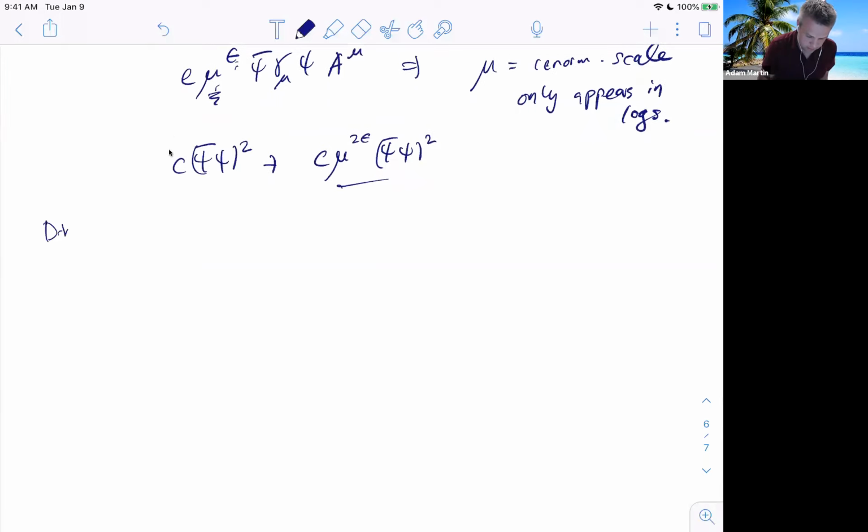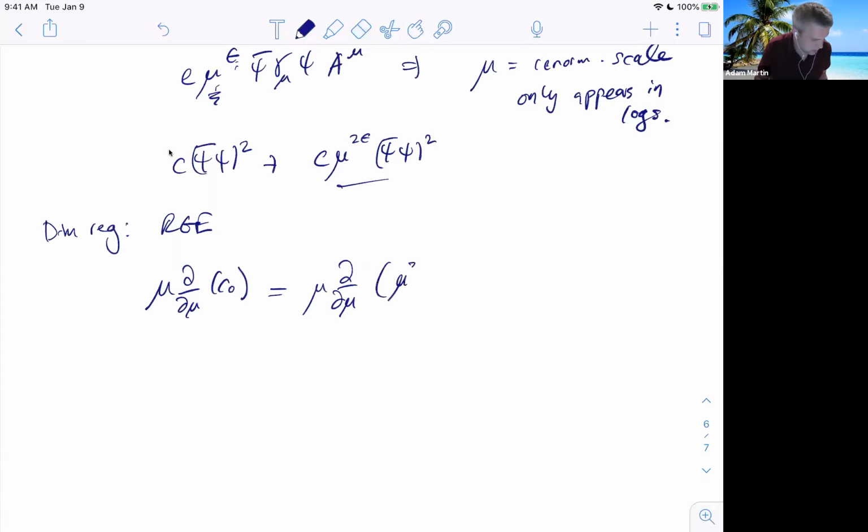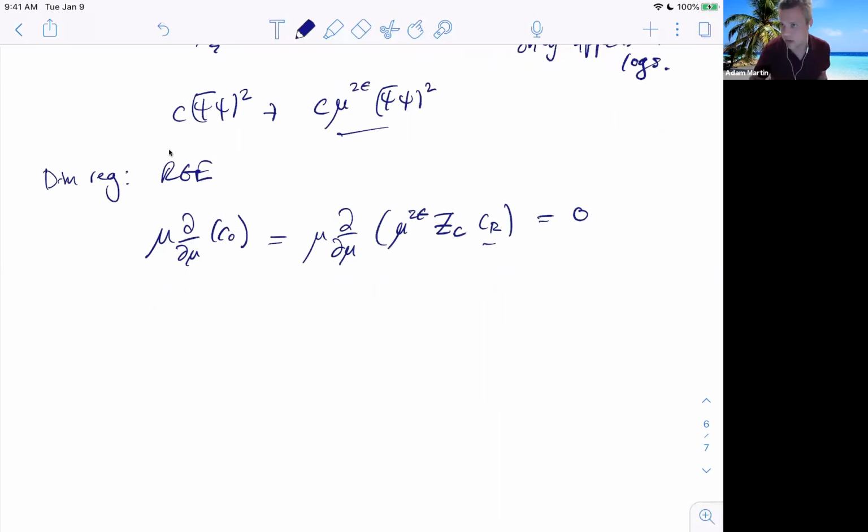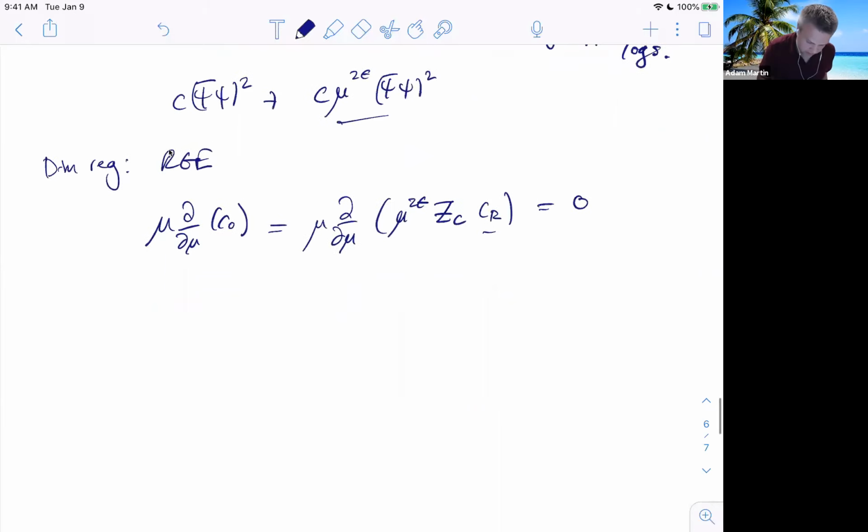In dim-reg, the RGE comes from the fact that the bare coupling, which we could have calculated things in terms of, doesn't depend on this reference scale. But when we write things in renormalized perturbation theory, they do. So this is equal to mu to the 2 epsilon, with the renormalization parameter Z, Z renormalized, and this has all got to be equal to 0. It's the same thing we do for the beta function. The fact that this is a higher dimensional operator plays no role, because we're able to separate this and deal with things without bringing in terms from higher power counting. We just expand this out.